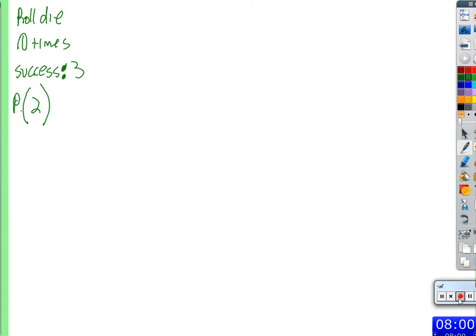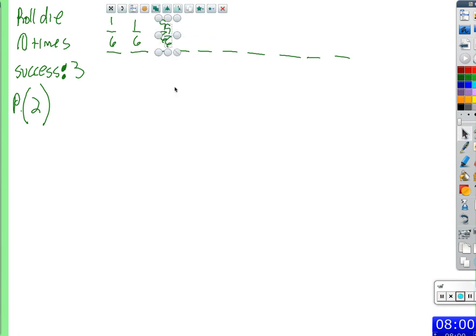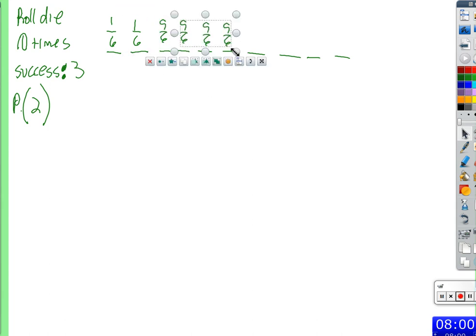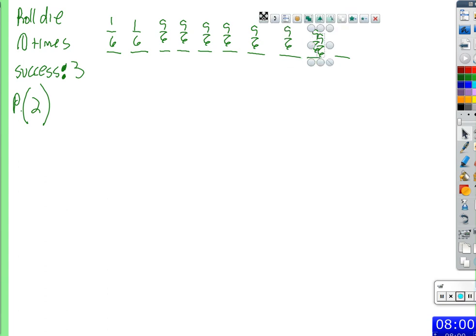Okay, let's say 1, 2, 3, 4, 5, 6, 7, 8, 9, 10. Let's say the first 2 of them are the 3s, right? Represented by the probability of 1/6, probability of 1/6, then 5/6, all the way down. So 5/6 all the way down through the rest of the rolls, right? Let's look at the probability that this particular thing happens, that the first 2 rolls are the 3s we're looking for. What's that probability?